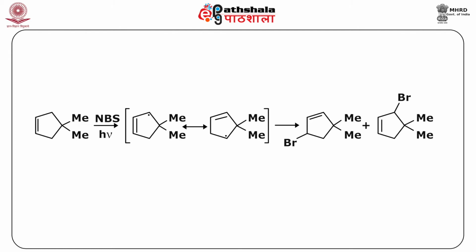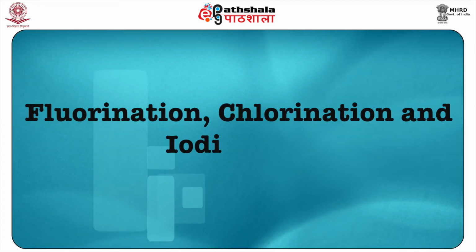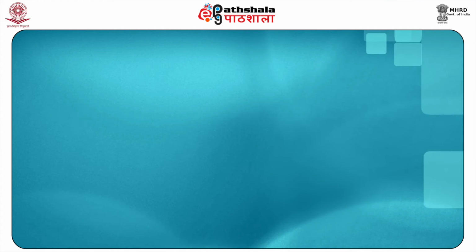As can be seen, in the presence of NBS and photochemical radiation, a radical at the allylic position is produced, which undergoes resonance stabilization, and as a result the bromo product could be formed at the ortho position to the 2-methyl substituted carbon atom or at the meta position to the 2-methyl substituted carbon atom, and this is what we see in both the products obtained in the given reaction. Fluorination, chlorination and iodination.